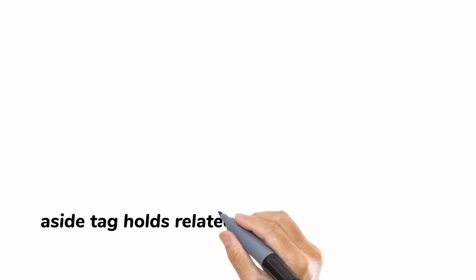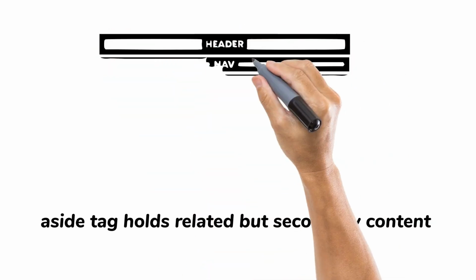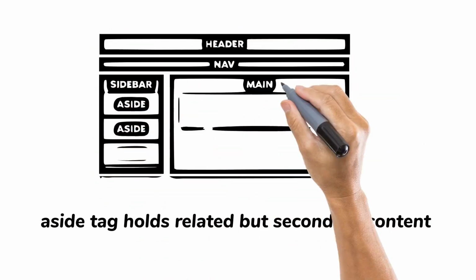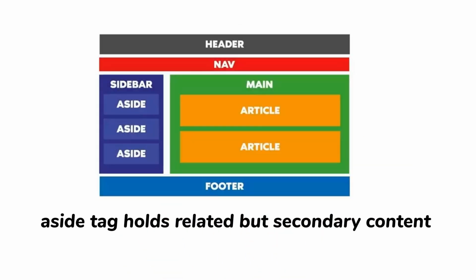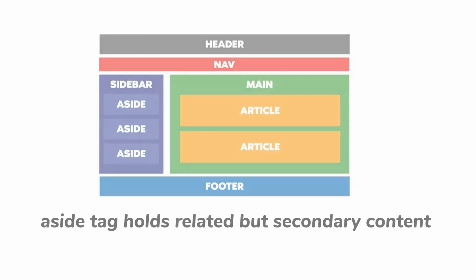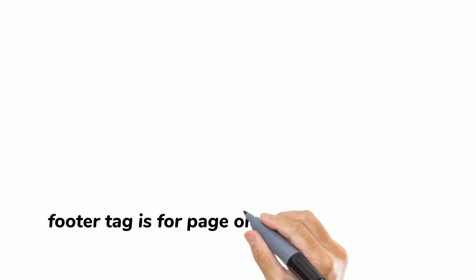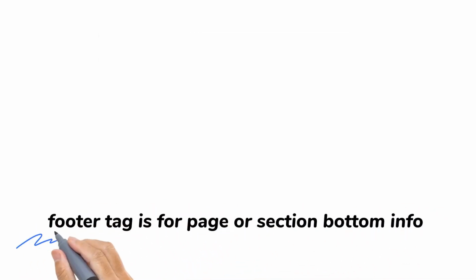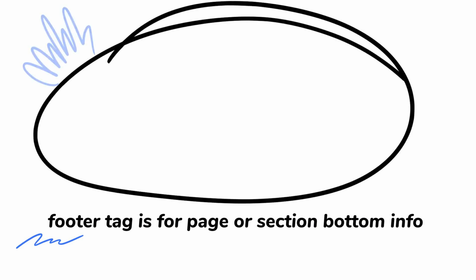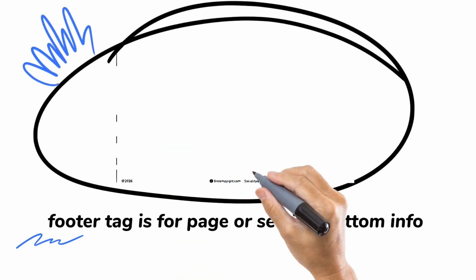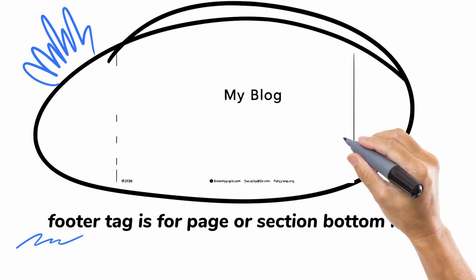Aside is for content that's related but not part of the main flow. Examples: sidebar, related posts, author bio, ads sometimes, extra tips. Example: aside, related posts. A footer is the bottom area of a page or section. It often includes copyright, contact links, social links, policy links. Example: footer, 2026 my blog.